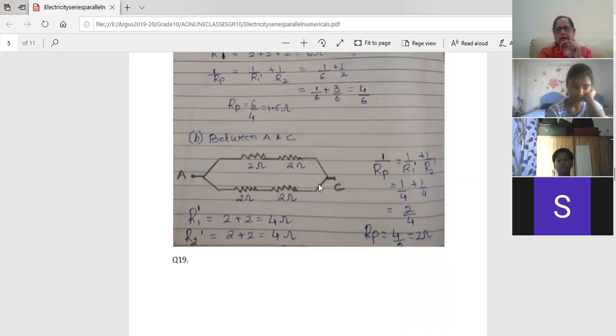So 1 upon Rp will be 1 upon R1 dash plus 1 upon R2 dash. So this is 4 and this is 4. So 1 upon 4 plus 1 upon 4, 2 upon 4. So Rp will be 4 upon 2. So 4 upon 2 is 2 ohms. So easily you can get the answer.